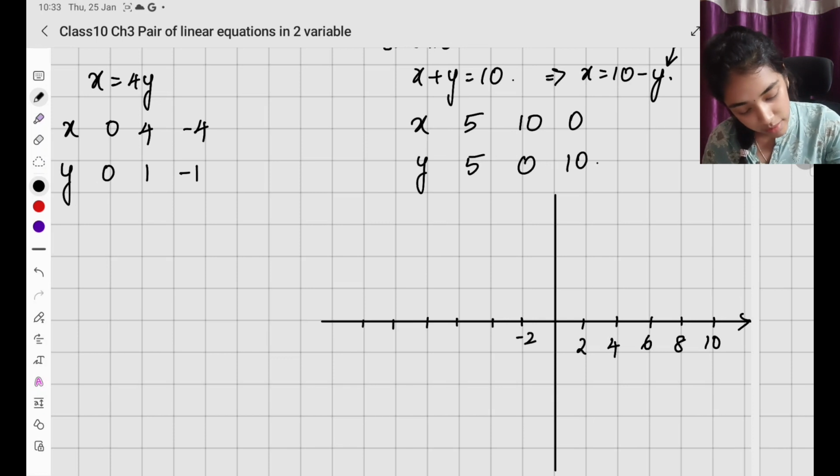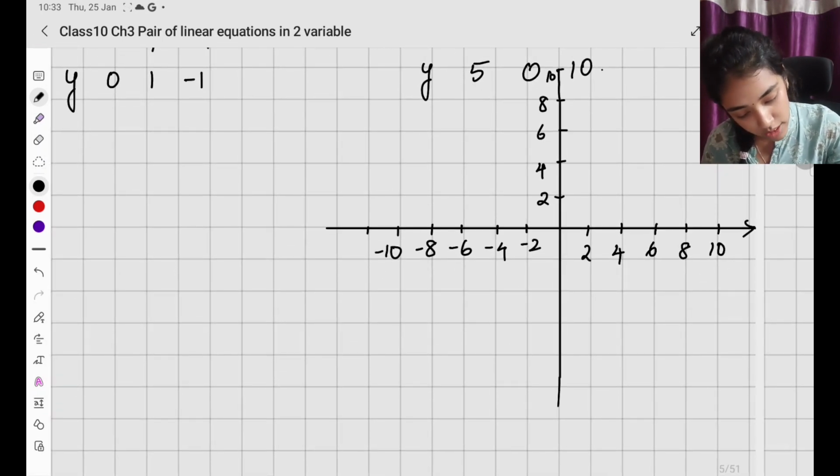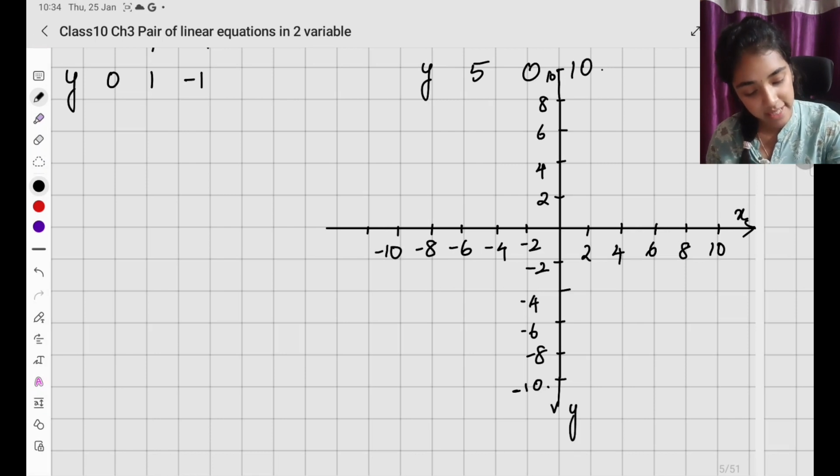So, I have minus 2, minus 4, minus 6, minus 8, minus 10. Then in y I also need 10. So 2, 4, 6, 8, 10. Okay. So 2, 4, 6, 8 and 10. Then on the other side I have minus 2, minus 4, minus 6, minus 8, minus 10. Okay, this is my y-axis, x-axis, y-axis.